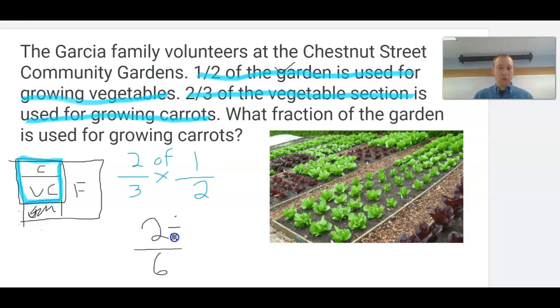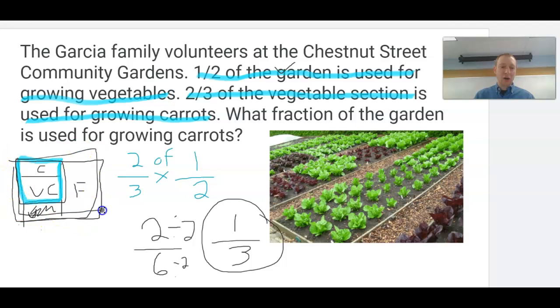We can divide the numerator and the denominator by 2, right? 2 divided by 2 is 1. 6 divided by 2 is 3. So that means 1/3 of the entire garden, right? 1/3 of the whole thing is for carrots because 2/3 of the half is for carrots. So in this case, we took a piece of a piece, 2/3 of a half, a part of a part. When we take a part of a part, that's multiplication with fractions. Let's look at another example.